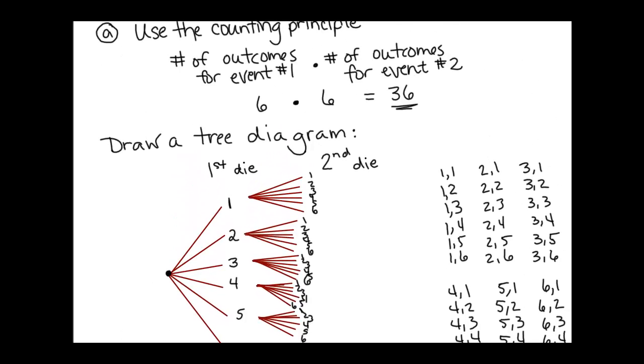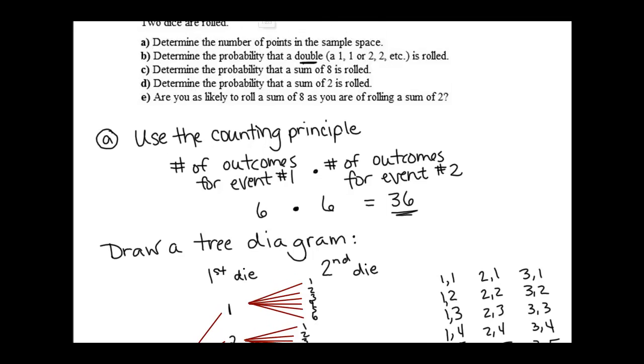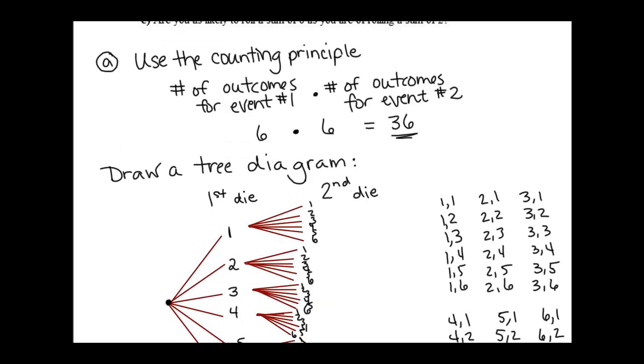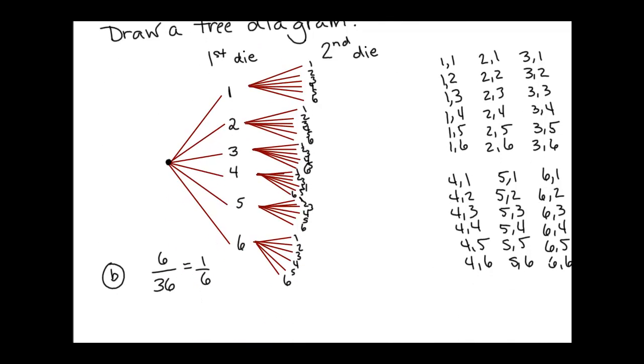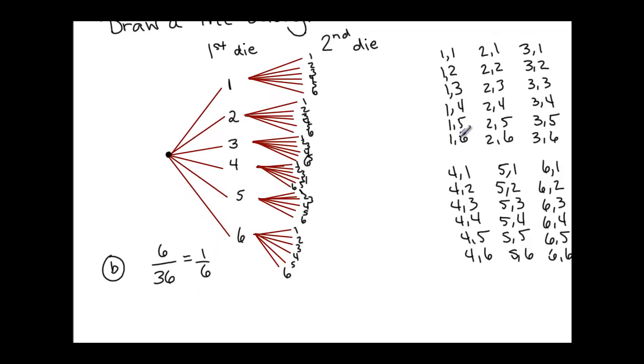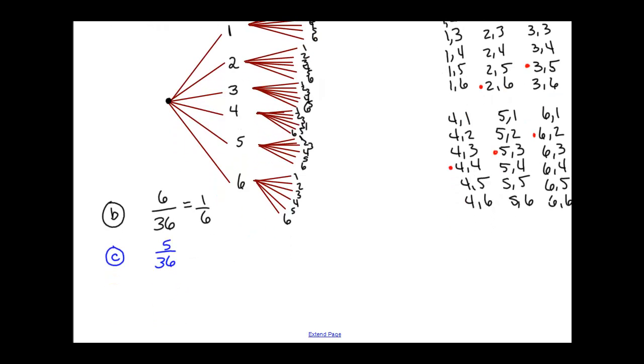So let's go to the next part of the question. Part C says to determine the probability that a sum of 8 is rolled. So as we go through each one of these outcomes, let's look for the ones that would have a sum of 8. Okay, there are none here. Looks like I have a sum of 8 here. Also here. 4 plus 4 is 8. 5 plus 3 is 8. And then 6 plus 2 is 8. So 1, 2, 3, 4. The number of favorable outcomes would be 5 out of the total outcomes of 36.